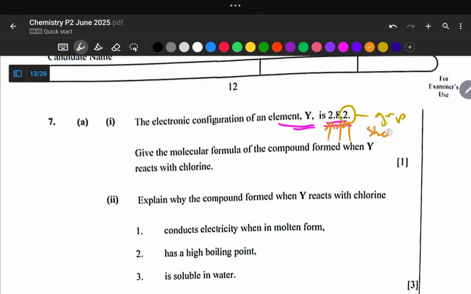So the number of shells is equal to the period number. Are we together? The number of shells is equal to the period number. The number of electrons in the outermost shell is equal to the group number. It's simple as that. And we also said group 1 to group 3 are the metals, and the metals react by losing electrons, and then the non-metals are from group 5 to group 7, they react by gaining electrons or by sharing. And then group 4, we have an anomaly.